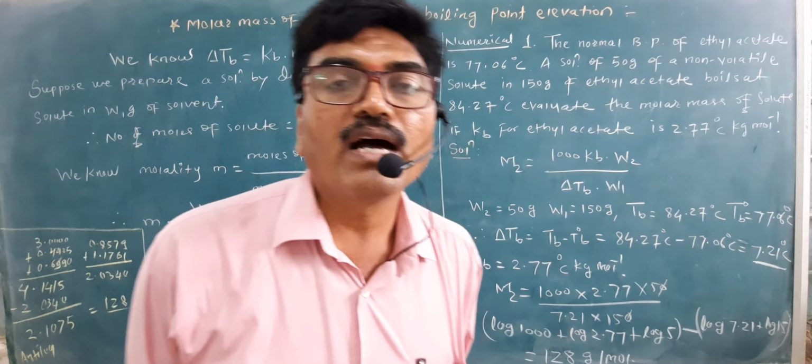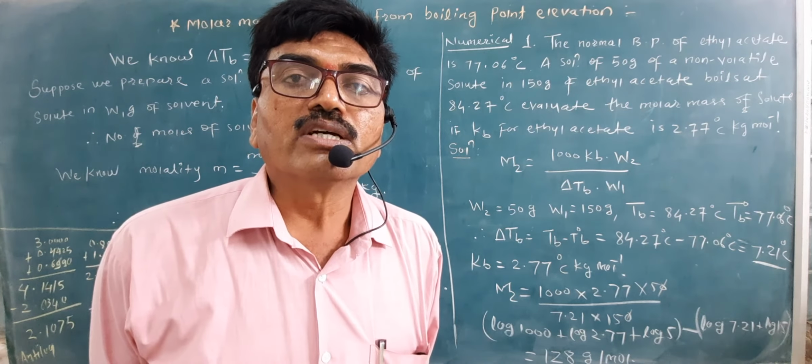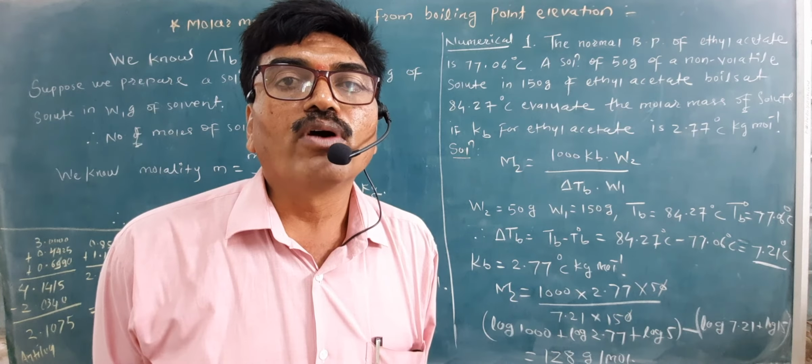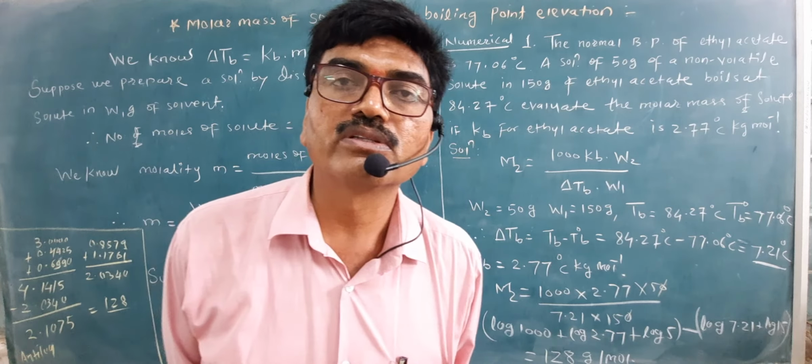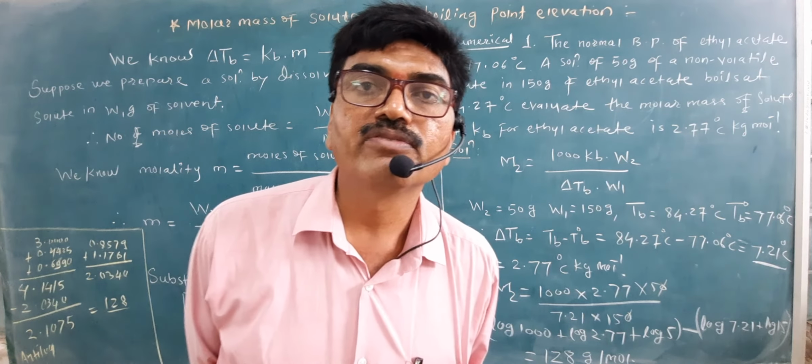So that is all about the second colligative property, boiling point elevation. Okay, so in the next video we will learn regarding the third property, that is depression in freezing point.